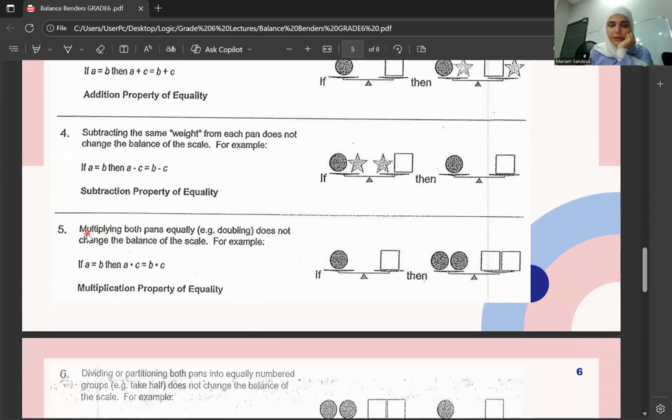Now, the fifth property states that multiplying both pans equally does not change the balance of the scale. You can say if A equals B, then A times C equals B times C. So if I multiply the circle with another circle and the square with another square, this does not change the equality.